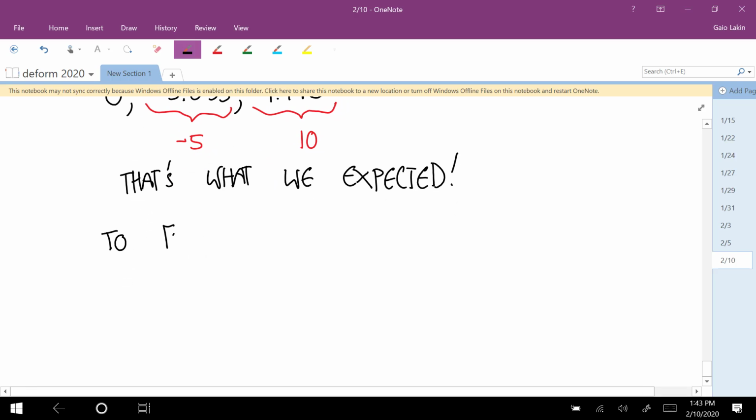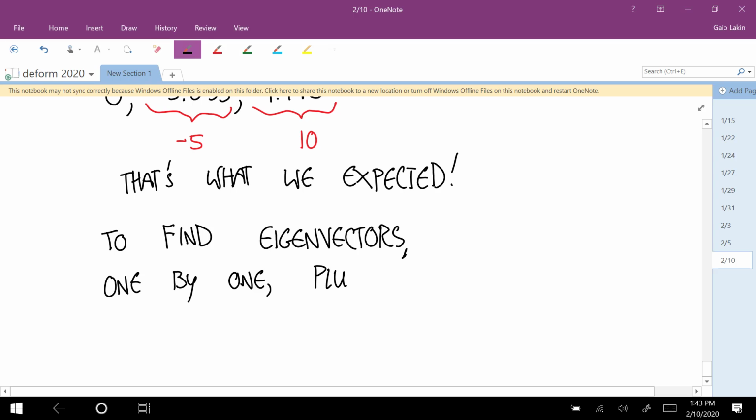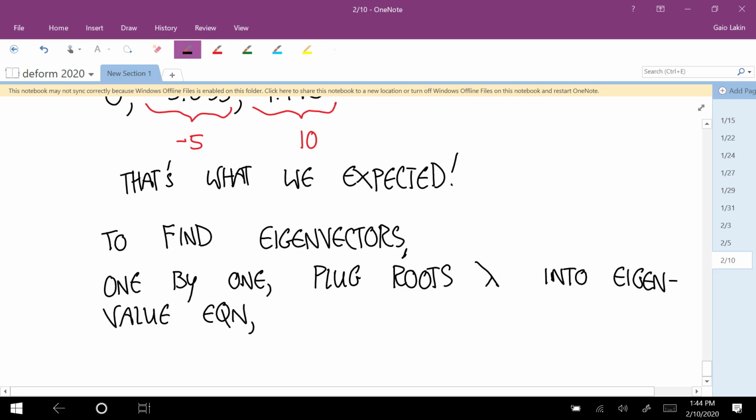But now we want to find the eigenvectors. And what we're going to do is one by one plug the roots for lambda into the eigenvalue equation and solve for this unit vector n.